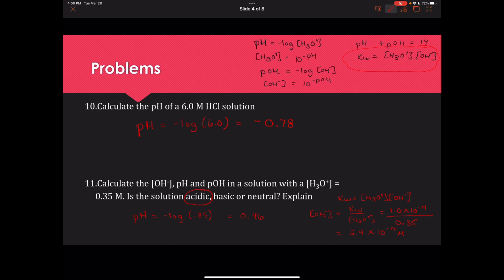And then the final thing we need is our pOH. I have the hydroxide concentration, so I could take the negative log of that. Or I have the pH, so I could use pH plus pOH equals 14. If I rearrange my equation, my pOH is going to be 14 minus my pH of 0.46, so that my pOH is 13.54. Again, checking to make sure things make sense. On the pOH scale, pOH values larger than 7 are going to represent acidic solutions.